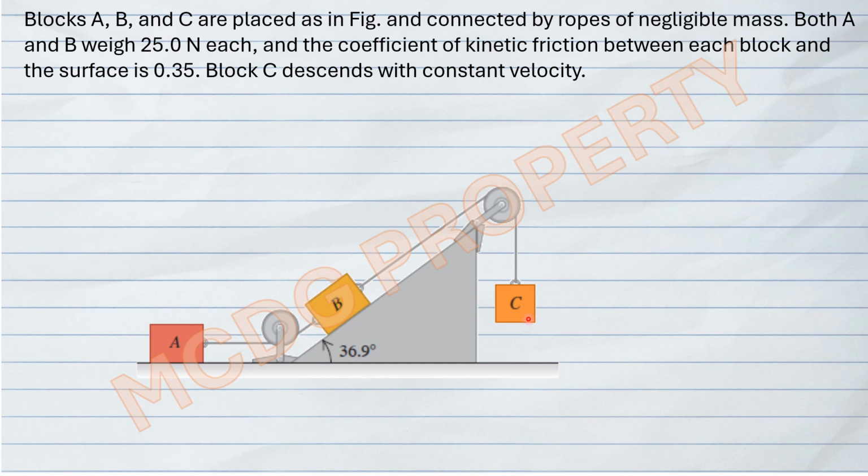Now, block C descends with constant velocity. So since block C is descending with constant velocity, A and B will also be moving with constant velocity. So it means that A, B, and C are in equilibrium.